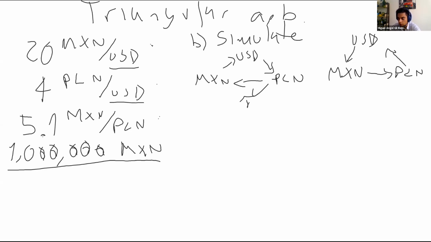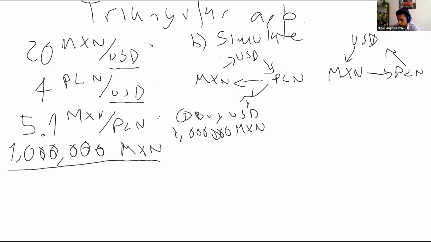So let's simulate the strategy step by step. I think we're going to have 3 steps: going to the US, then to Poland, and then finally going back to Mexico. So step number 1 will be buy dollars. How do you buy dollars? You have 1 million pesos.